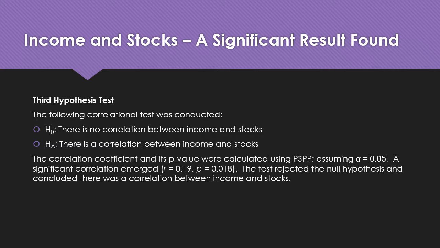The Pearson's R here was 0.19 and the p-value was 0.018. The test rejected the null hypothesis, concluded that there was a correlation, but as you'll see on the next slide, the correlation between income and stocks was relatively weak.